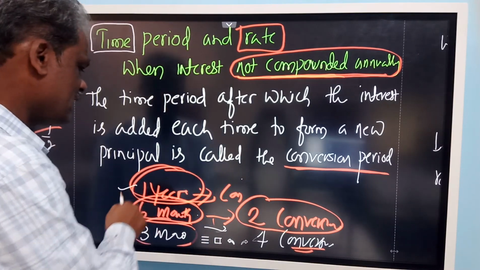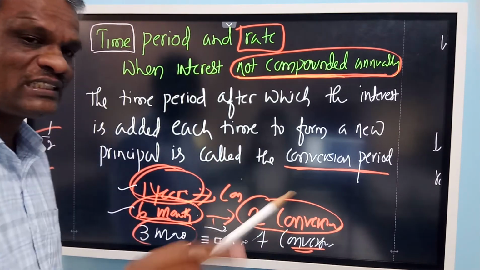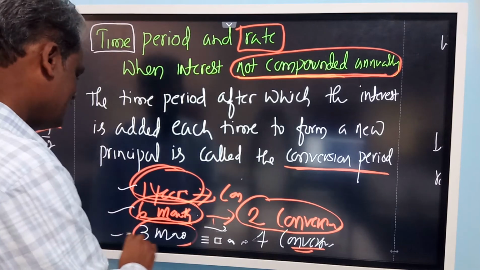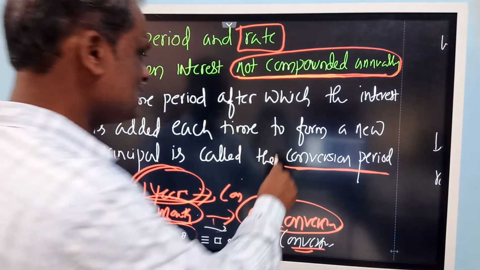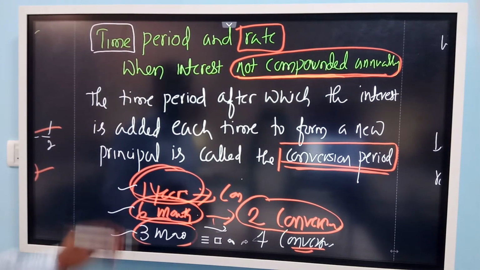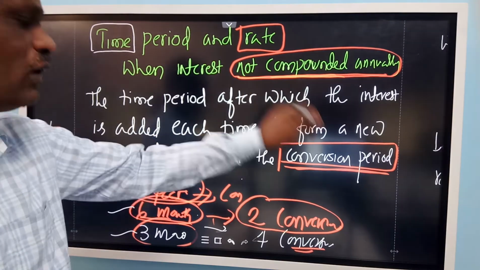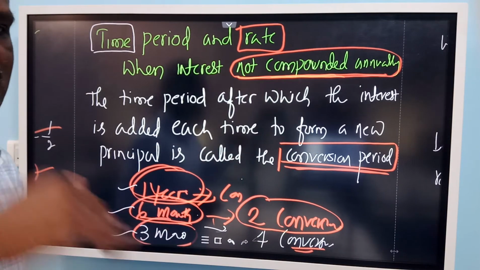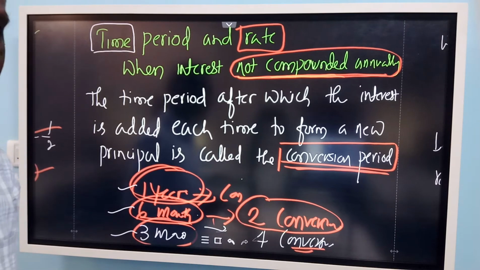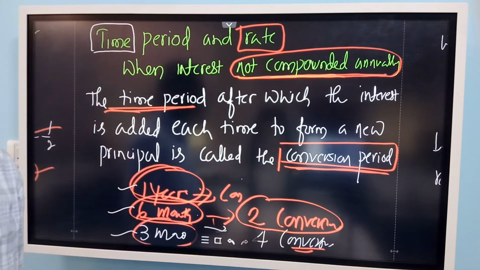So 1 year means at the end of the year we change the principal, 6 months means after 6 months we change the principal, 3 months means at the end of 3 months. That is called the conversion period. Keep in mind what conversion period means. You have to write this: it is a time period after which the interest is added each time to form a new principal. Remember that. We change the principal to a new principal by adding the interest. That time period we call the conversion period. Is it clear? Yes, sir.